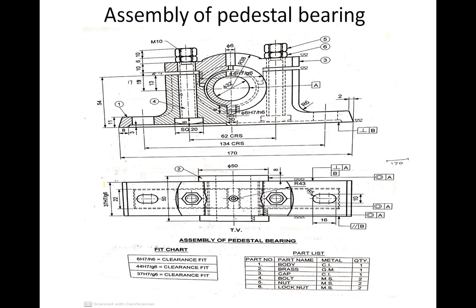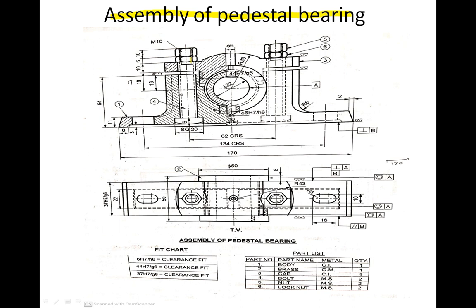So next, this is the assembly of the pedestal bearing. This is your question. In the question, the assembly of the pedestal bearing is given to you, and you have to draw the details of body, brass, cap, bolt, and nut. Means you have to draw the details of each part.